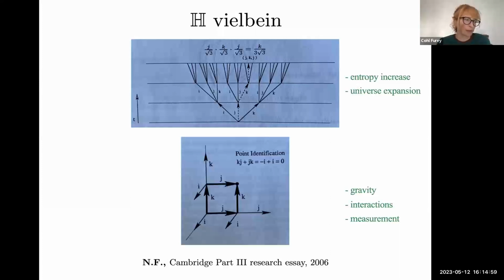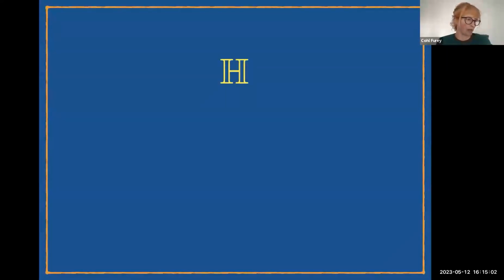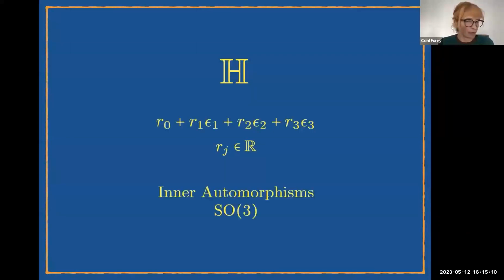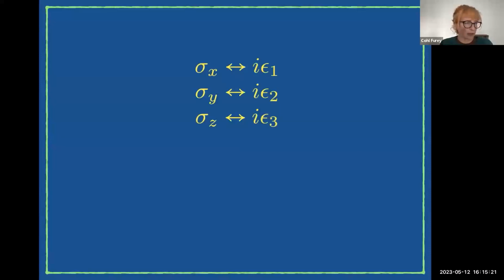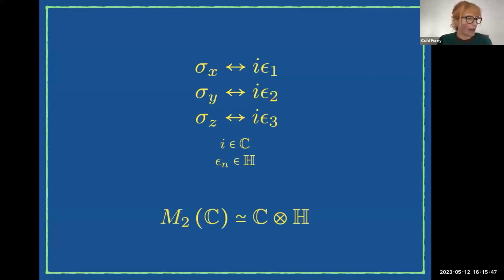Now, any physicist who has worked with the quaternions knows that they almost give you the physics that you want, but not quite. That is, the inner automorphisms of the quaternions give us SO(3), not the Lorentz group. But it turns out that if you tweak this slightly, then several doors open up. In physics, we've got these familiar two-by-two Hermitian matrices known as the Pauli matrices. And there's this well-known correspondence between sigma x and i epsilon 1, sigma y and i epsilon 2, sigma z and i epsilon 3, where i is the complex imaginary unit and epsilon 1, 2, 3 are quaternionic imaginary units. Now, furthermore, it's a well-known fact that there is an isomorphism between the two-by-two complex matrices and the quaternions, now with complex coefficients.